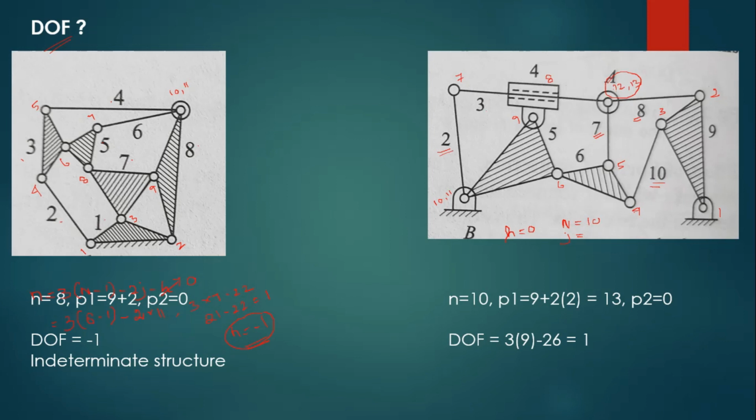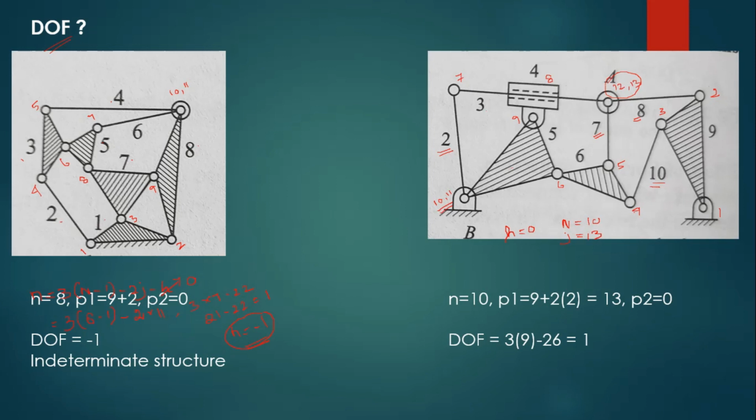See, link 2 is connected with link 1, and link 5 is also connected with link 1, right, at the same point B. So that's why here 2 joints are there, I mean 2 pairs. See, totally how many pairs? 13 pairs are there, right? So here 9 plus 4, which is equal to 13, right?